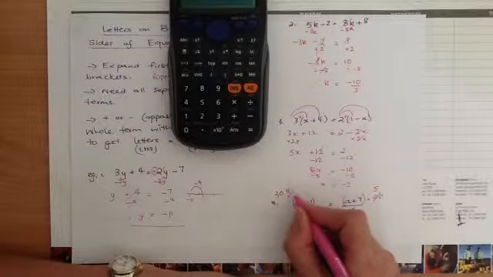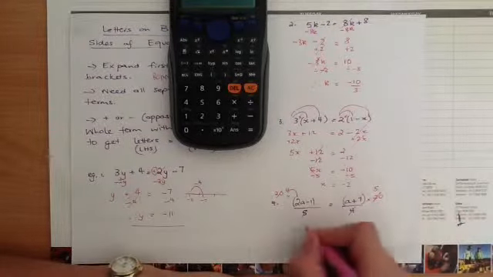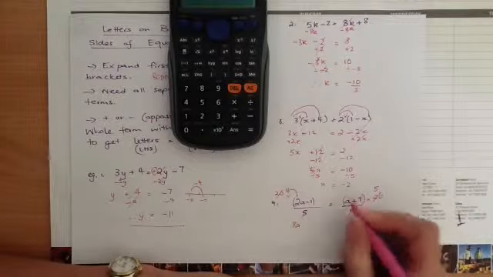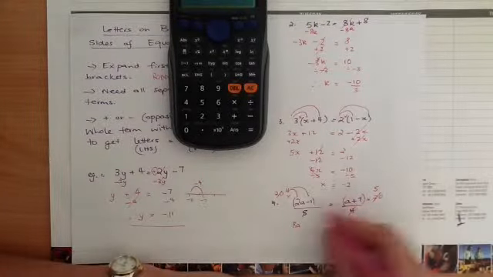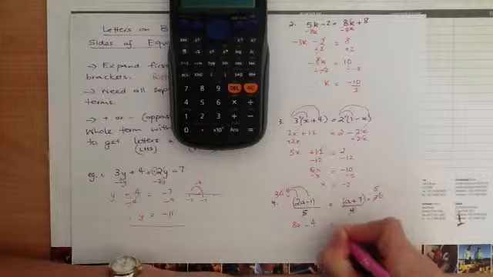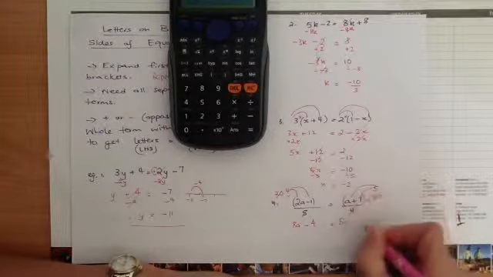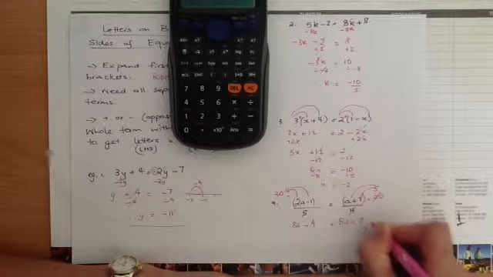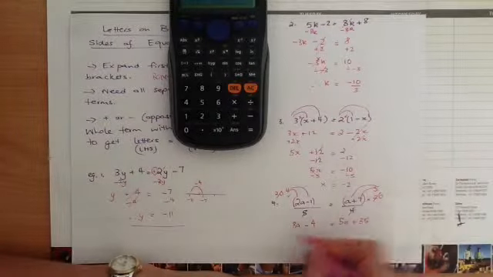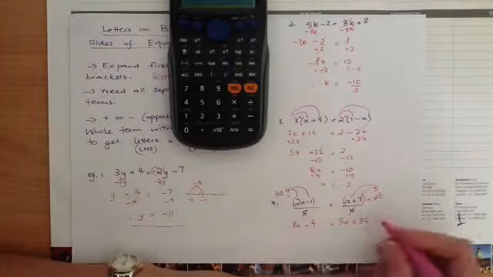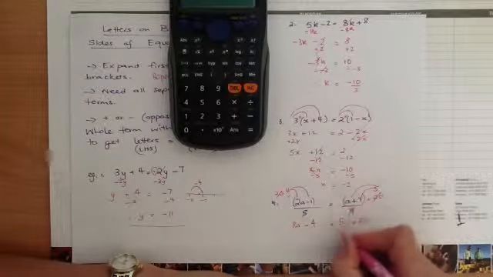Okay, now expanding the brackets, 4 gets multiplied by the 2a, giving me 8a. 4 gets multiplied by the minus 1, leaving me with minus 4. 5 by the a gives me 5a. 5 by the 7, 5 sevens are 35. Need to get the a's on the other side before I can do my solving. Nothing in front of the 5a, which means it's a plus.